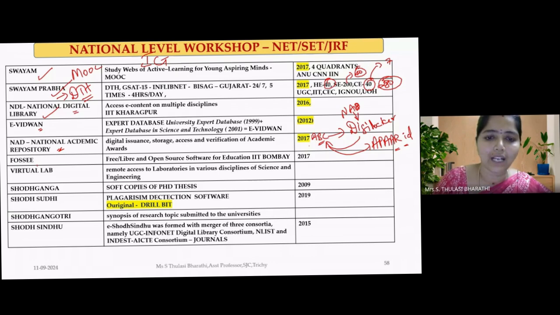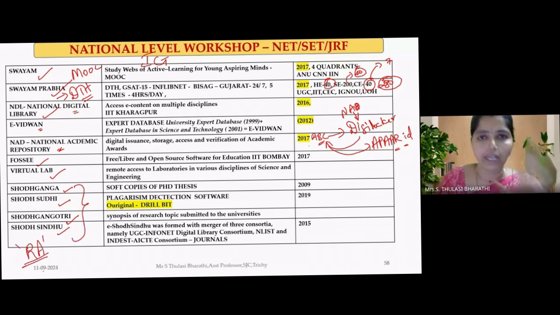Okay. And then these are the free open source software we can get through this. This is Virtual Labs, where people from rural places can use this. Shodh Ganga, Shodh Suddhi, Shodh Gangotri, Shodh Sindhu. These four are related to research aptitude.